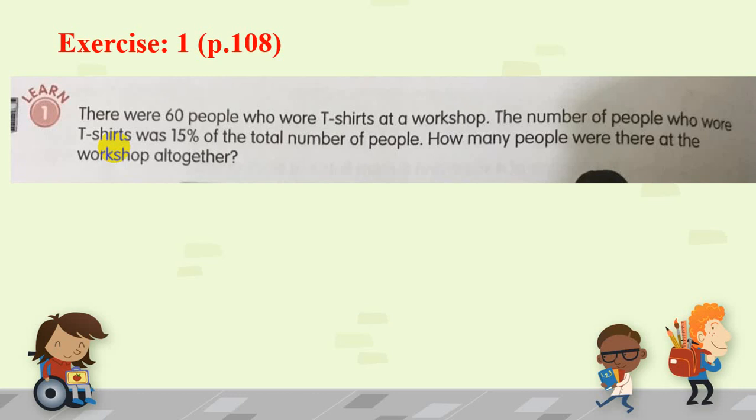There are 60 people who wore t-shirts at the workshop. The number of people who wore t-shirts was 15% of the total number. So that is the given information. As you know from the given information here, they said 60 people wore t-shirts at the workshop. And they also mentioned that 15% of the total number at the workshop wore t-shirts. So what does it mean? How can you conclude from this given information? How do you find the relation between the given information here?